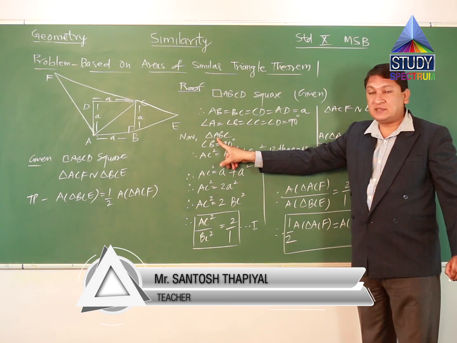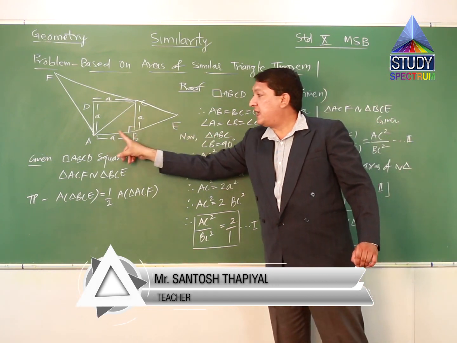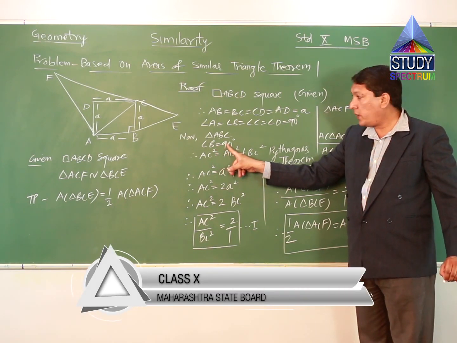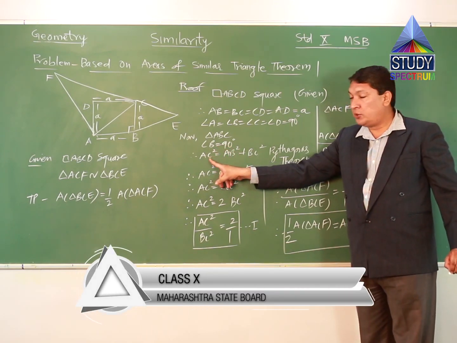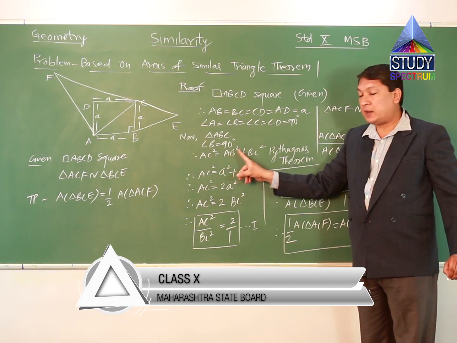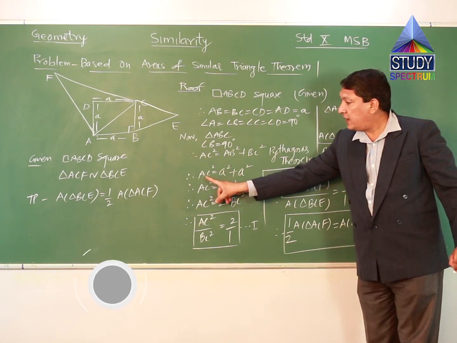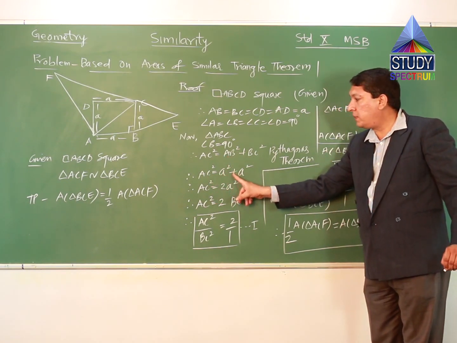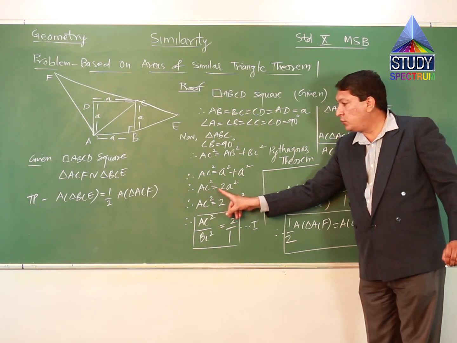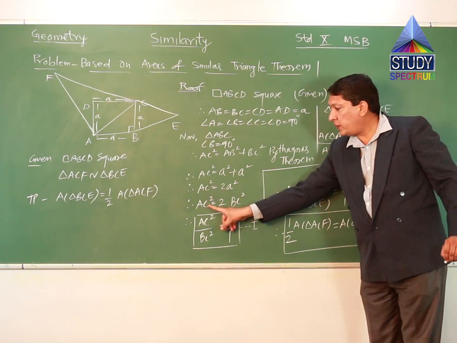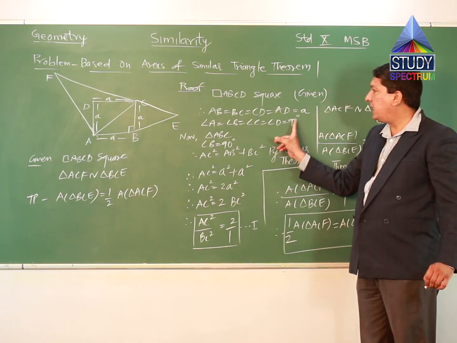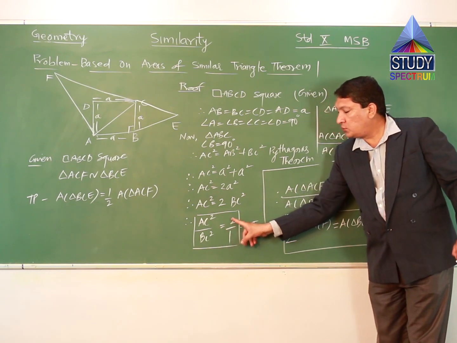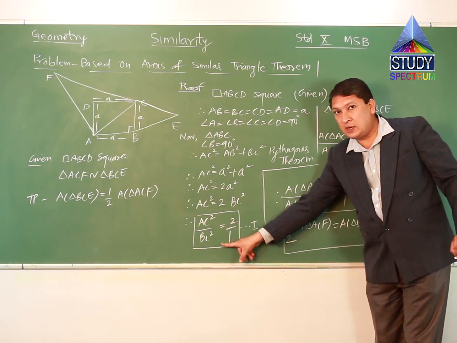After that, triangle ABC we have taken. In triangle ABC, angle B is 90 degrees. Why was B 90? Because quadrilateral ABCD was a square. So we got, by using Pythagoras theorem, AC square equals AB square plus BC square. After that, as sides are equal, with the common name A, it is A square plus A square. So we got AC square is equal to 2A square. Now A can be replaced by BC again, so 2BC square. So AC square upon BC square is equal to 2 upon 1. We got this relation.